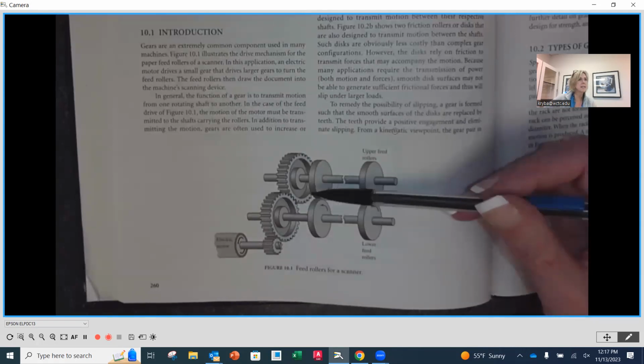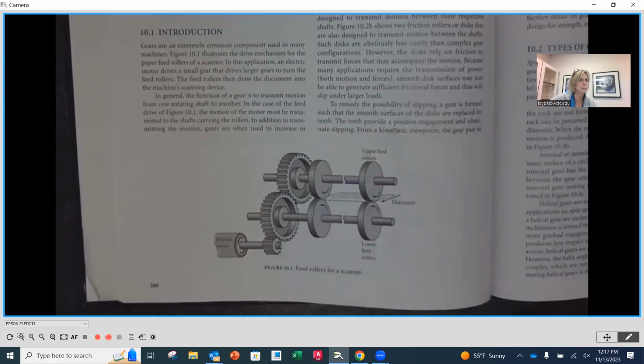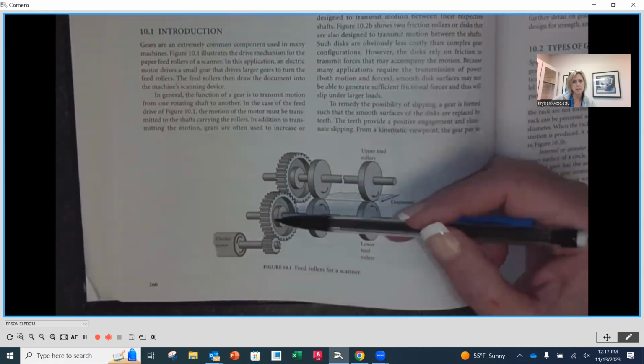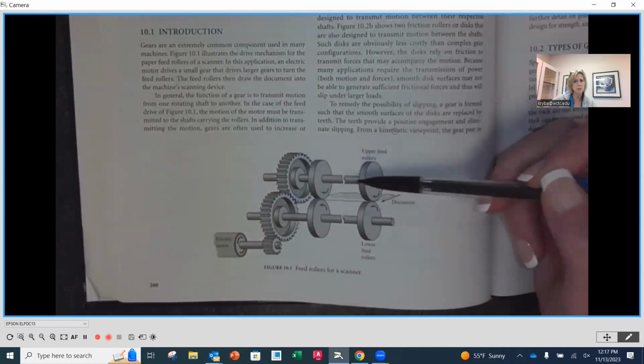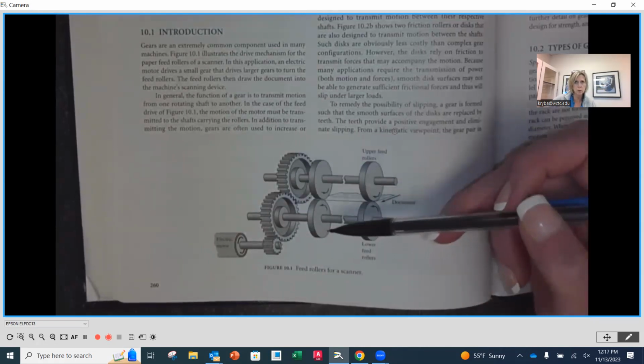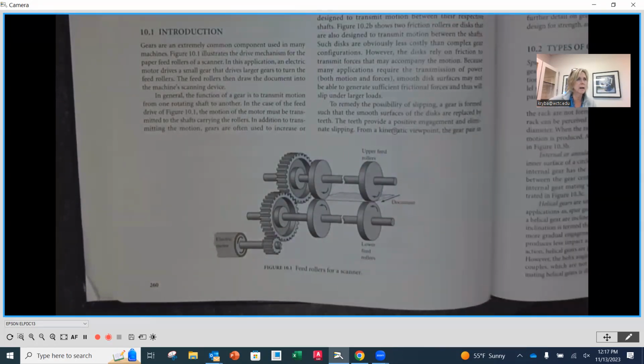Yes, so gears naturally, this is a great application for this. Gears, when they are enmeshed with one another, are going to change their rotational direction in relationship to one another. So Mitchell has a great point. This one is going to go in one direction, this one's going to go in the other. So for it to feed through, we have to have rollers that are going in opposite directions. So yes, gears are a natural choice to get the direction the way we need it to be to operate the scanner.